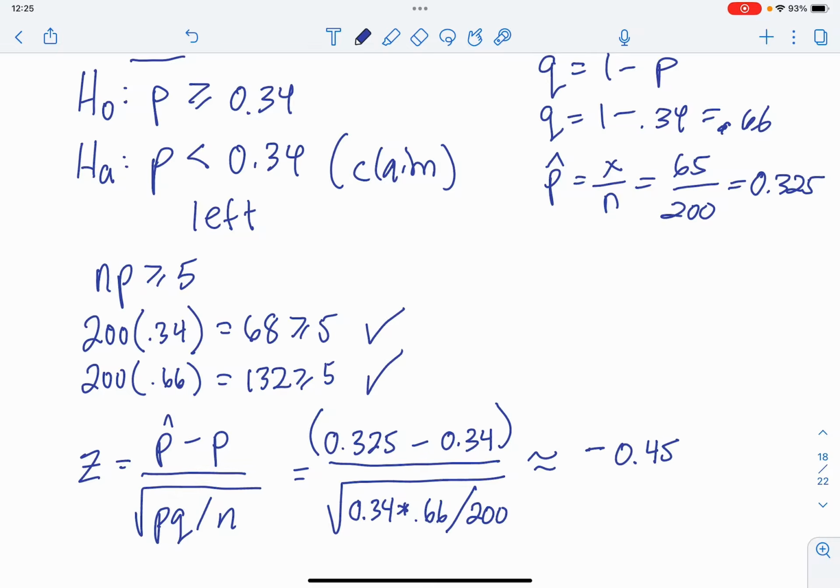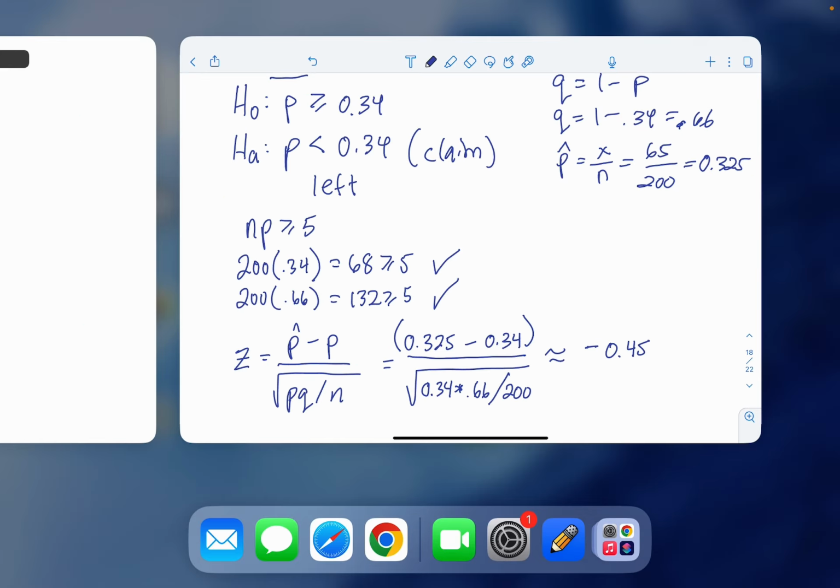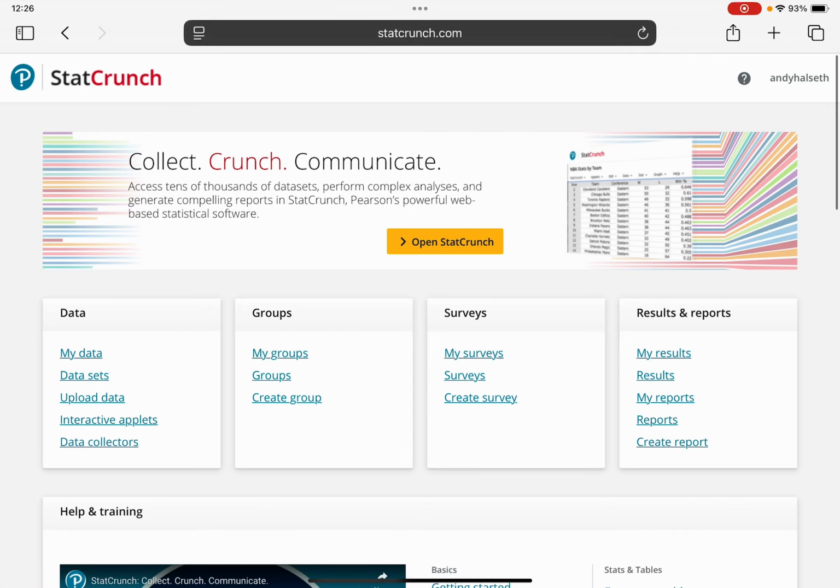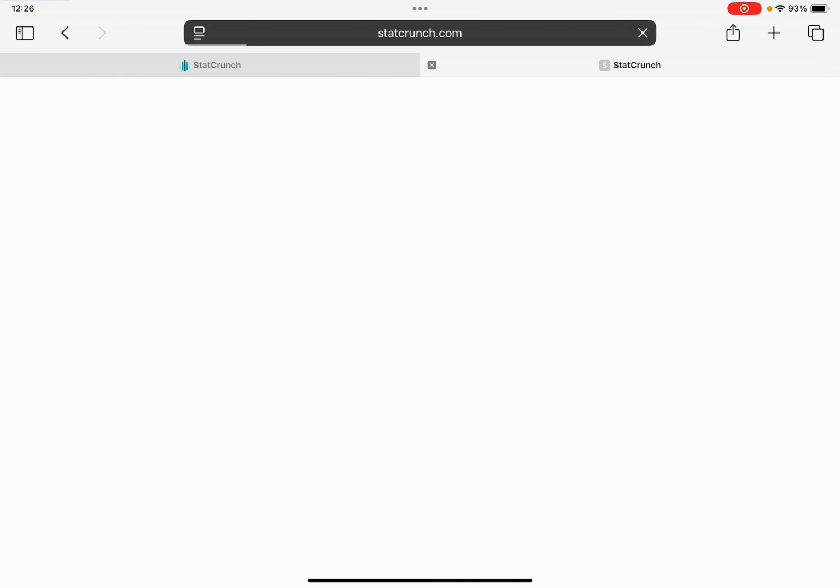Now I need to turn that into a p-value. So I'm going to go to my StatCrunch for that. And at this stage of the game, this is nothing new. Once you get that z, then steps 4, 5, and 6 are the exact same as 7.2 when we were doing z. So this is really just a review at this point. Remember how to get the z.